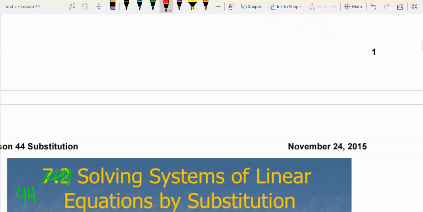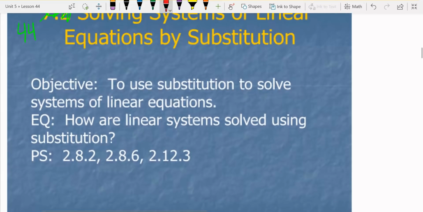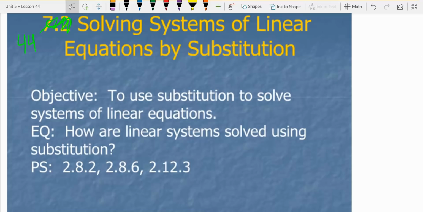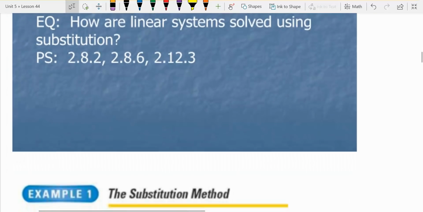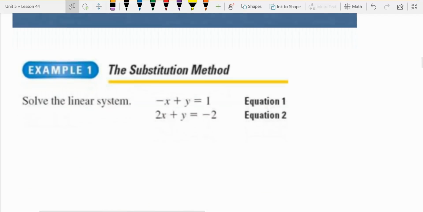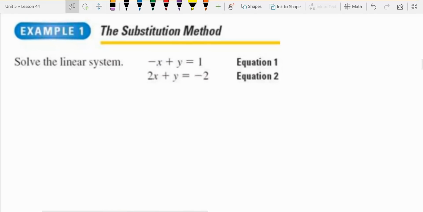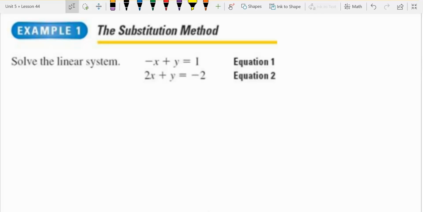Homework questions we'll skip. Today we're going over lesson 44, solving systems of linear equations by substitution. So, substitution method. In the substitution method, the first thing we're going to do is solve one of the equations for one of its variables. So our first step, solve one of the equations for one of its variables.